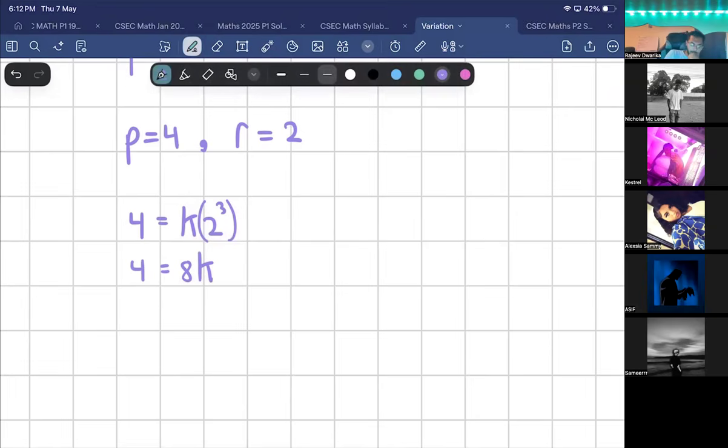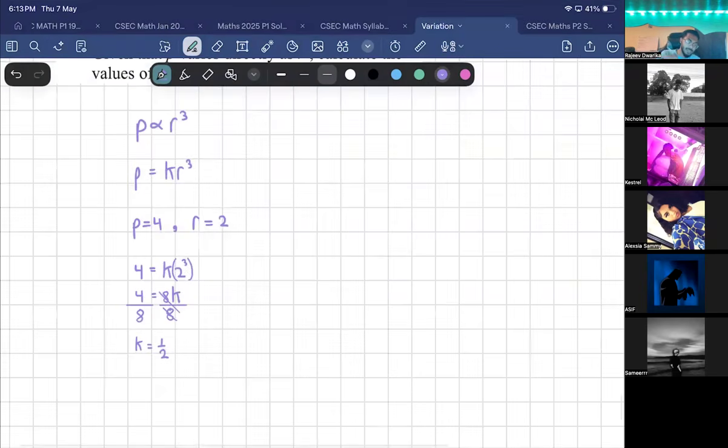I'm trying to find K. What do I do? Divide by 8. I have to divide both sides by 8, because I want to find K. The 8 and 8 cancel off. So 4 over 8 simplifies to what? A half. So what is my specific relationship now? P is equal to half R cube. And that's it. Was it that hard?